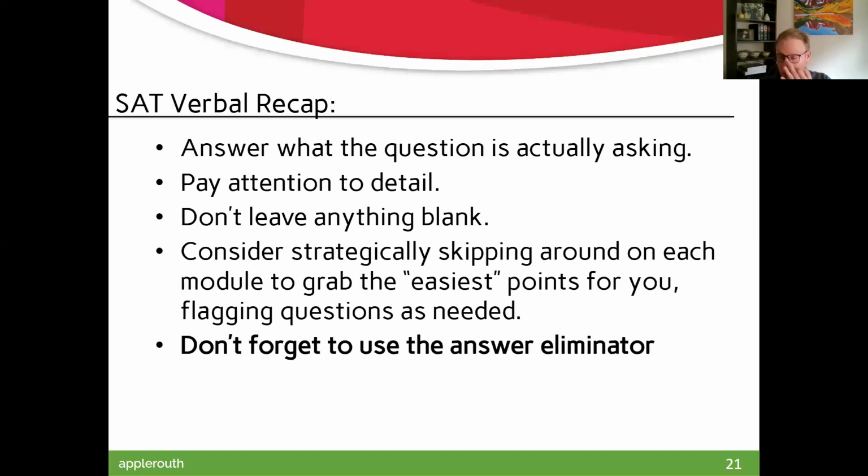Pay attention to little words, contrast words, or detail. Leave nothing blank. No points off for wrong answers, so may as well guess at least. Consider, as we talked about, strategically skipping around. Grab the easiest points for you, mark for review if you need to, and go back. And then really on verbal, don't forget the answer eliminator. Highlighter can be great, but the answer eliminator is even more crucial.